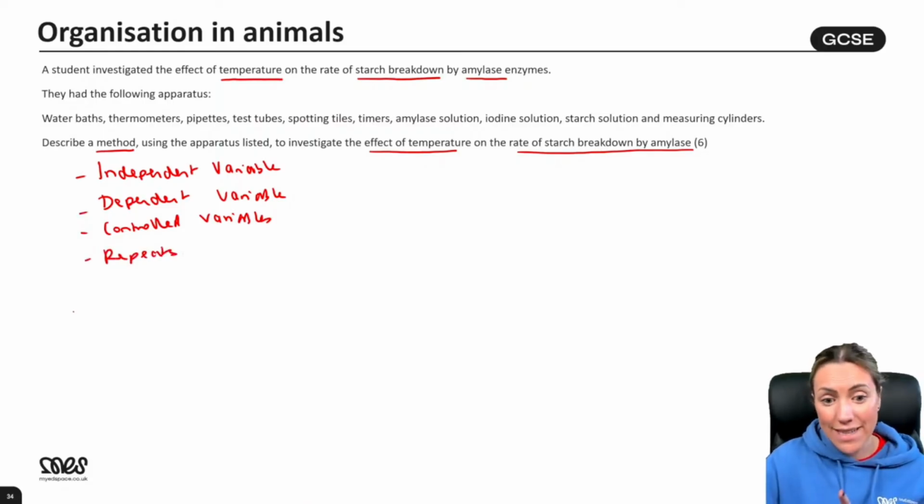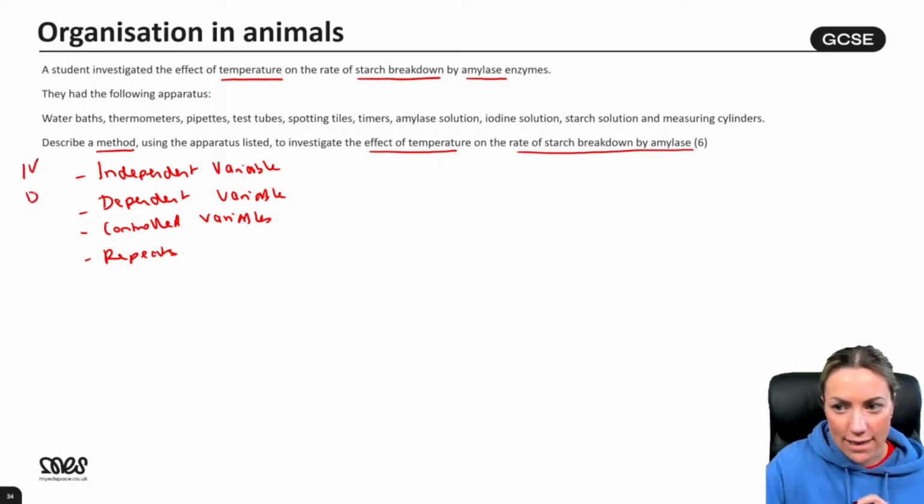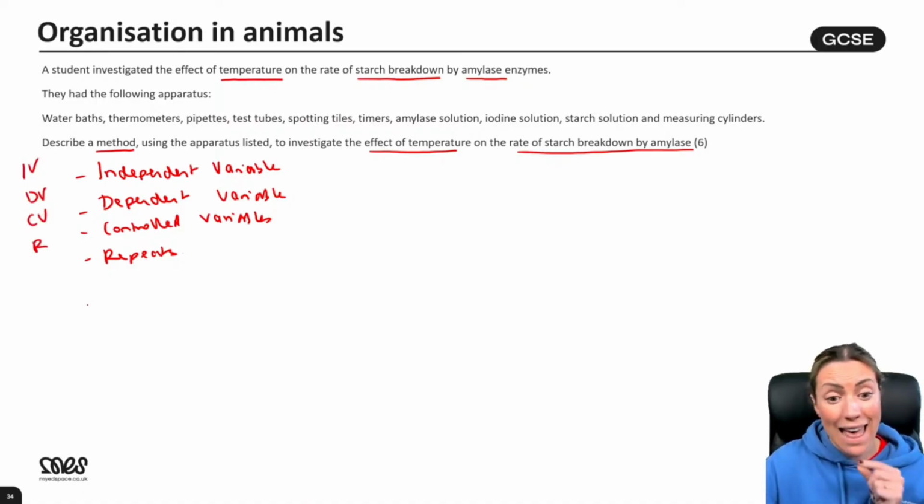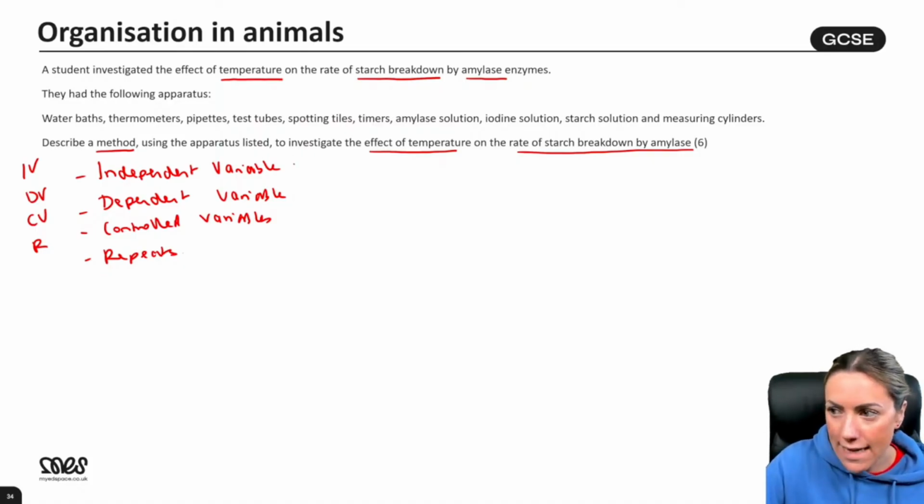If you get asked to plan an investigation, before you even think about your method, just write down IV, DV, CV, repeats. You could literally just write it like this. IV, DV, CV, repeats. Because if you get those, you're halfway there. So for example, independent variable, I'm going to be changing the temperature.